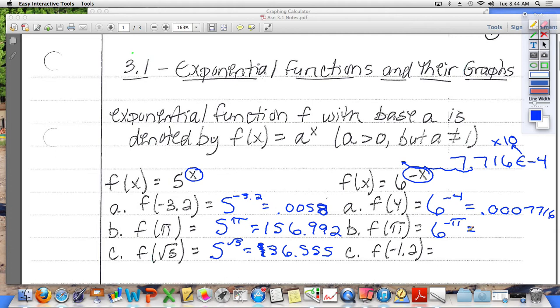Is there an E in it? Nope. Okay, so it's just 0.00359. All right, and then this one.